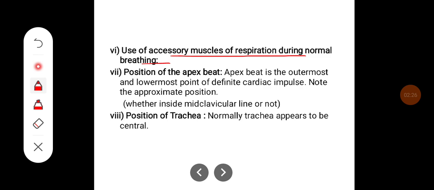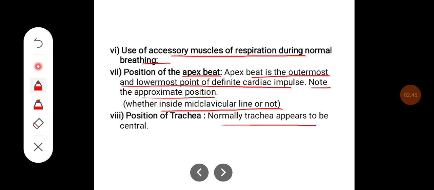Then you have to look for the position of the apex beat. Apex beat is the outermost and lowermost point of the definite cardiac impulse, and note its approximate position, whether it is inside the mid-clavicular line or not. Then you have to look for the position of the trachea. Normally, trachea appears to be in the central.